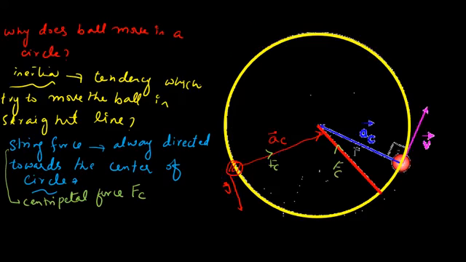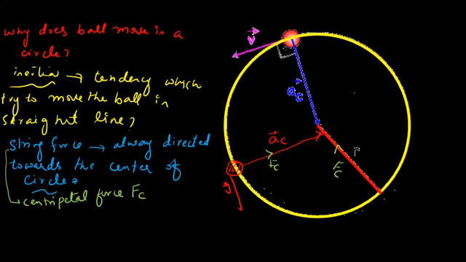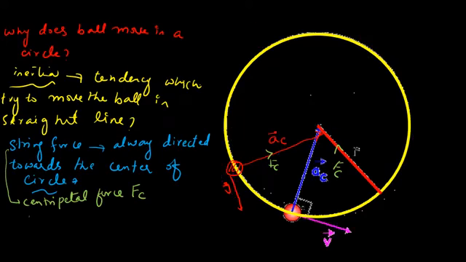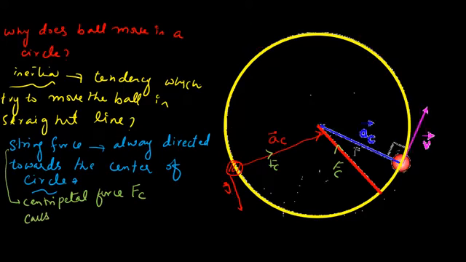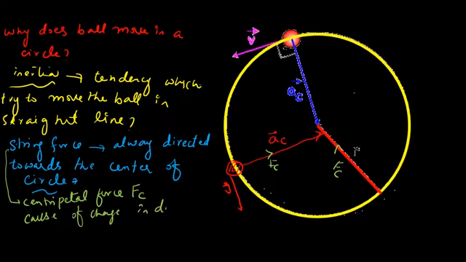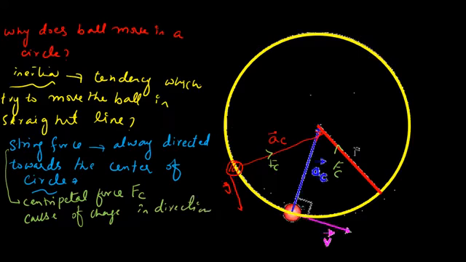So this force always acts towards the center of this circular path, and this force always causes the change in the direction of velocity. This is the cause of change in direction of the velocity vector.